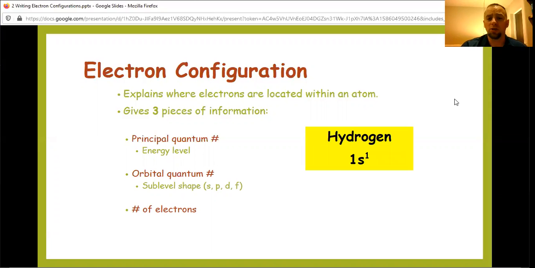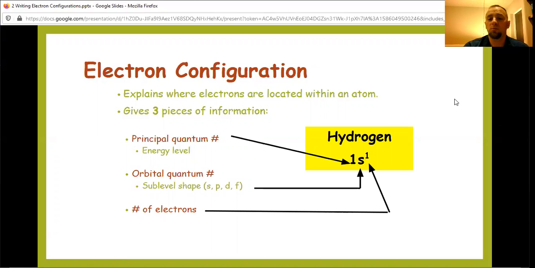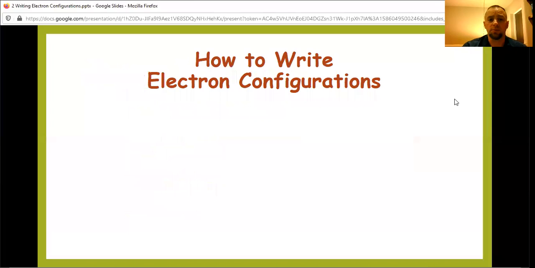So taking a look at hydrogen here, our simplest atom, it has one electron. If I were to write the electron configuration, it would be simply 1s1. So our principal quantum number is 1, meaning it's in the first energy level. The orbital quantum number is s, that sublevel shape. And the total number of electrons, in this case the only electron in this particular orbital, is 1. One electron in hydrogen.